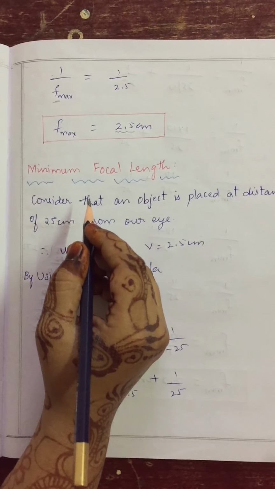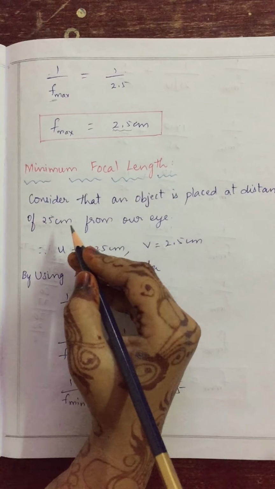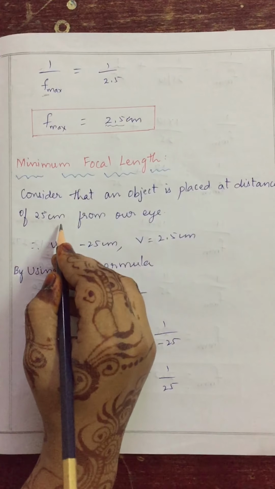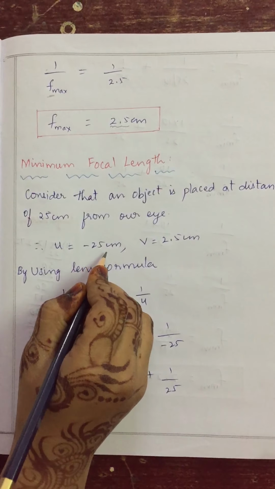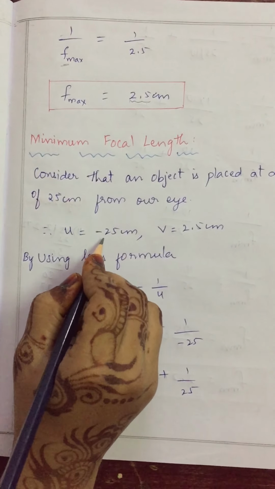Are you getting my point, children? In this situation, the eye has a minimum focal length. How? Let's see. Consider that an object is placed at a distance of 25 centimeter from our eyes. That is u equal to 25 centimeter. We have to do sign convention. That's why I have taken minus 25.